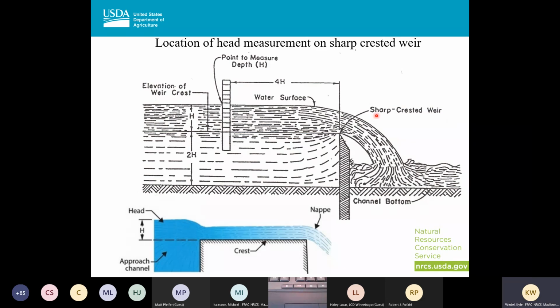Part of the question is, where do you measure head on a weir? If you look here at the top of my weir, I have an elevation here, but if I trace that back left, my head is a little bit different at this location.